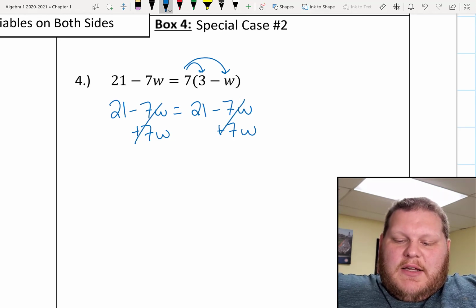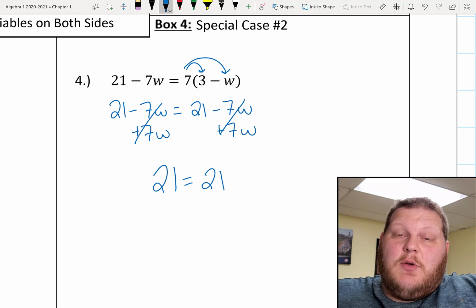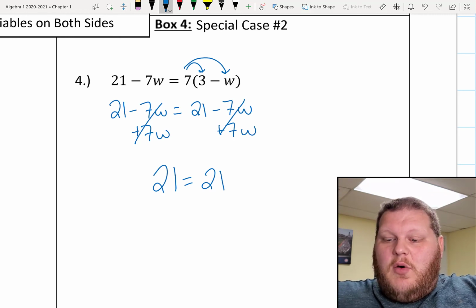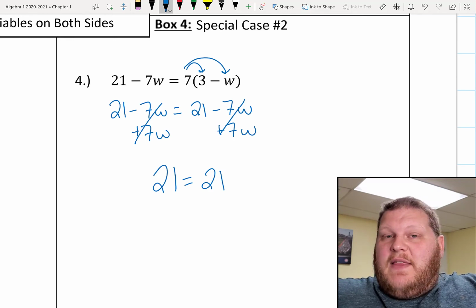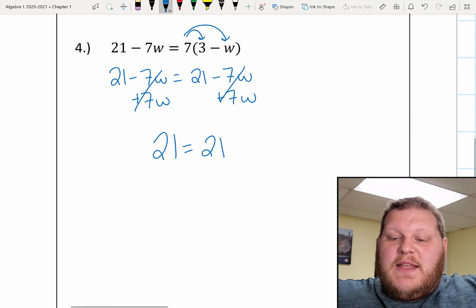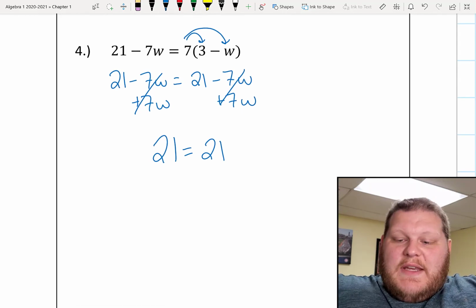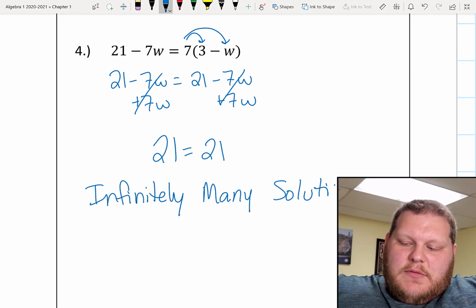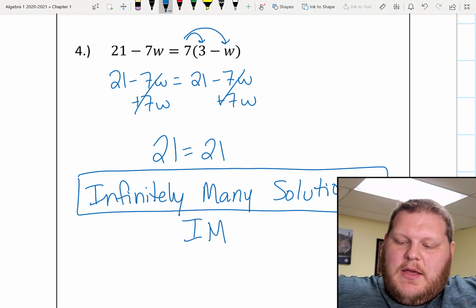They both cancel out, and now I'm left with 21 equals 21, which we know 21 is indeed equal to 21. It's always going to be equal to 21. There's no x value, or in this case, w value, we could plug in there to make that untrue. So the way that we would phrase that, because it is always true, there's a special way of phrasing it. We say that there are infinitely many solutions. That one, you're almost definitely going to want to abbreviate to just IMS.